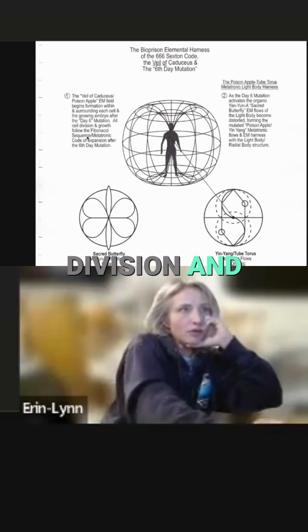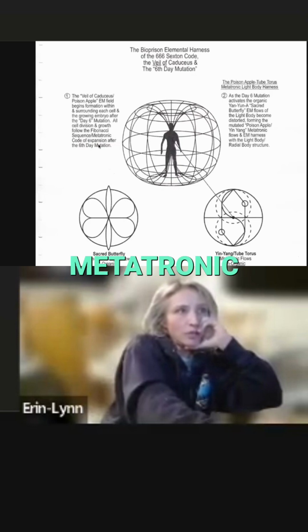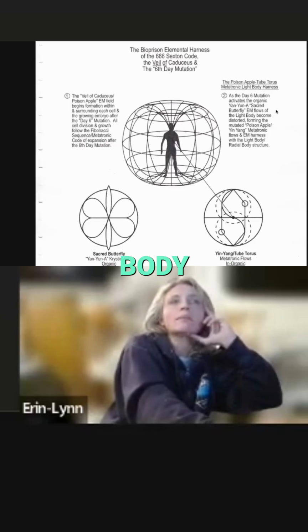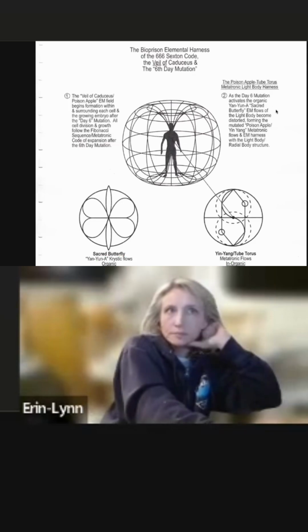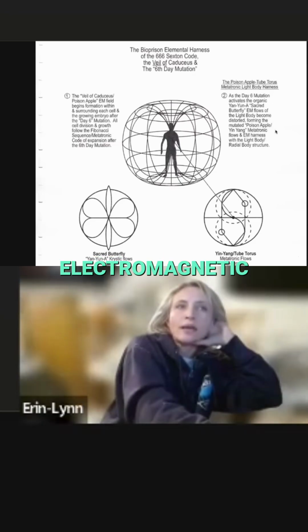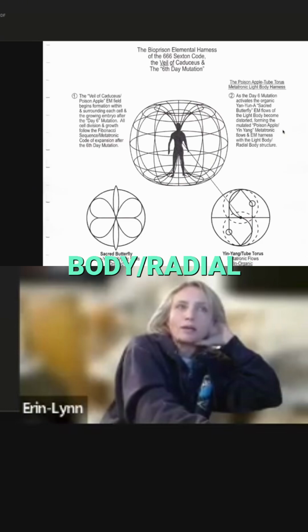All cell division and growth follow a Fibonacci sequence Metatronic code of expansion after the 6-day mutation. As the 6-day mutation activates the organic Yan-Yun sacred butterfly, electromagnetic flows of the light body become distorted, forming the mutated poison apple Yin Yang Metatronic flows and the electromagnetic harness within the light body / radial body structure.